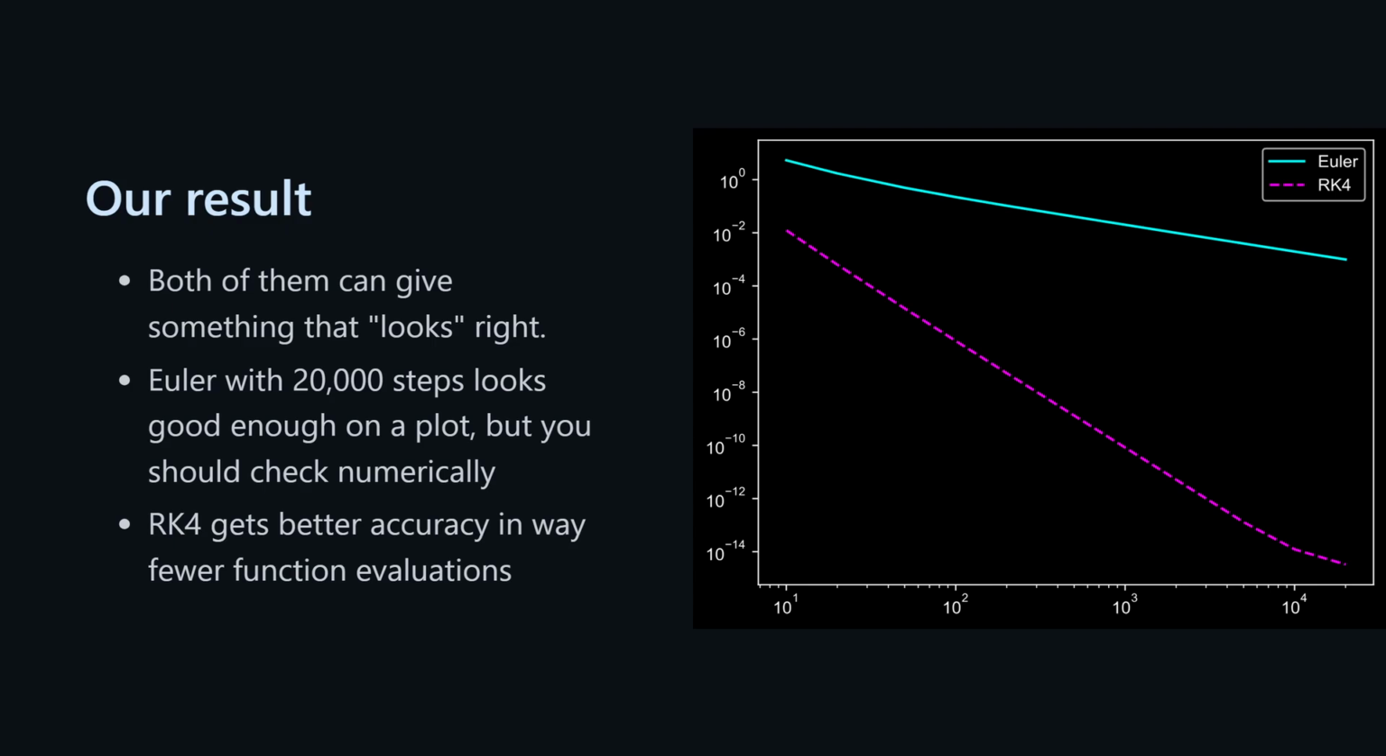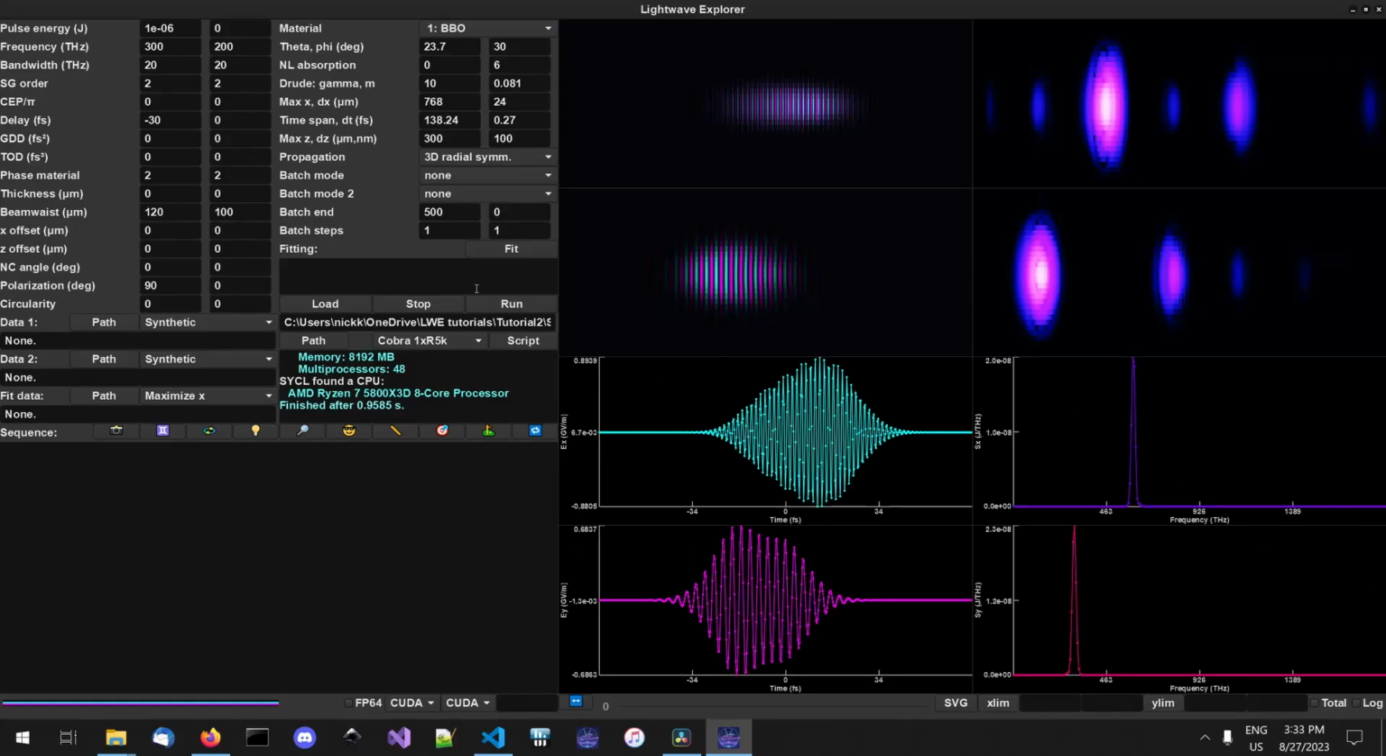So this raises the question, in practical terms, how do you know when you're in the good enough range? And to do that, I think it makes sense to look at a physical example inside of Lightwave Explorer, which we'll do right now. All right, so let's have a look at convergence in situ in Lightwave Explorer.